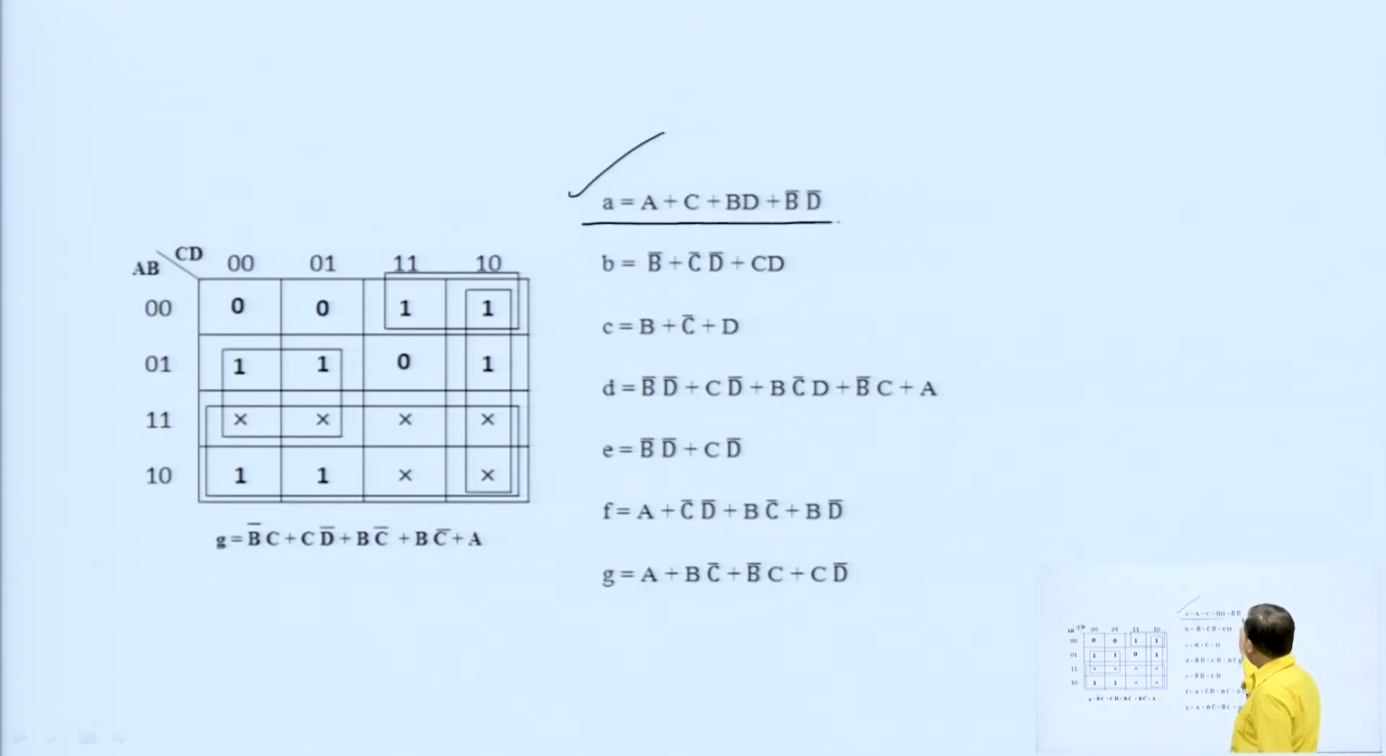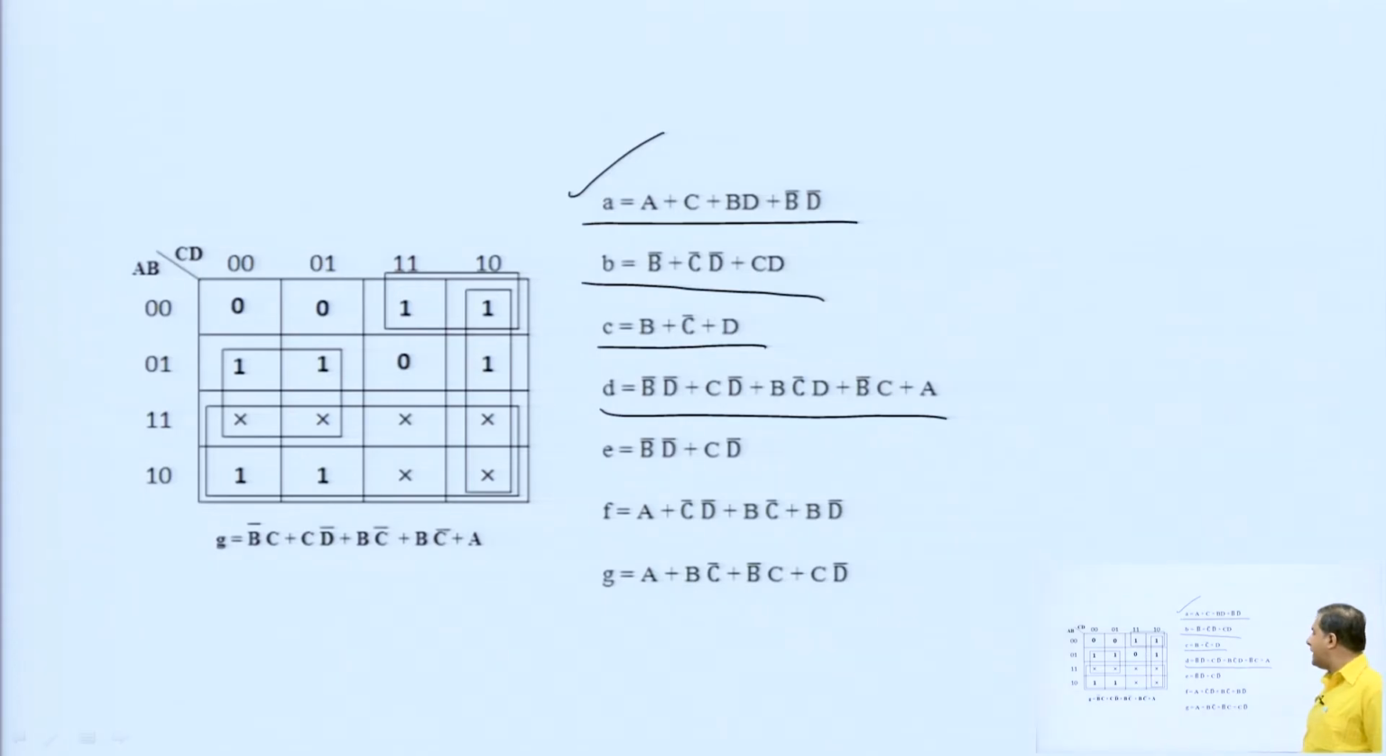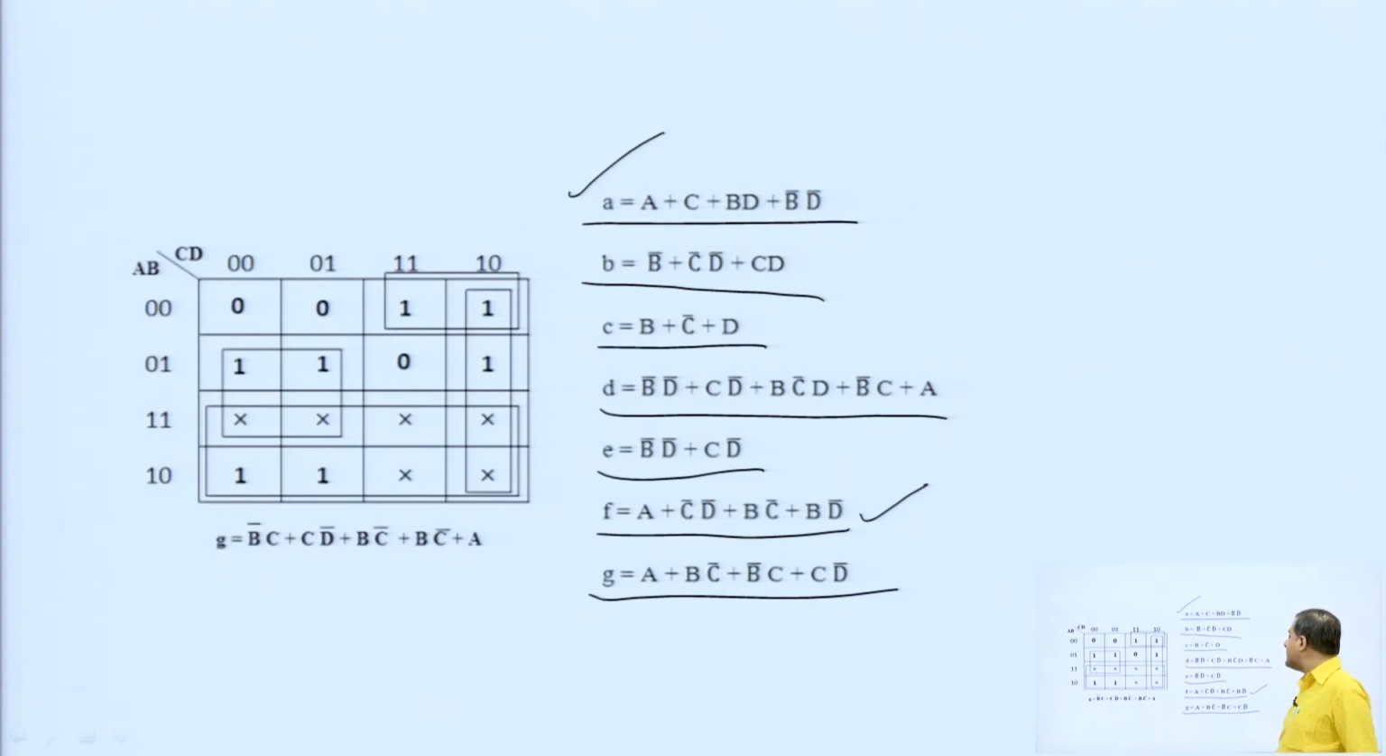So, for A we will be having A plus C plus B D plus B bar D bar, for B we will be having B bar plus C bar D bar plus C D, for C we will be having B plus C bar plus D, for D we will be having B bar D bar plus C D bar plus B C bar D plus B bar C plus A, for E we will be having B bar D bar plus C D bar, and for F we will be having A plus C bar D bar plus B C bar plus B D bar, and for G we will be having A plus B C bar plus B bar C plus C D bar.